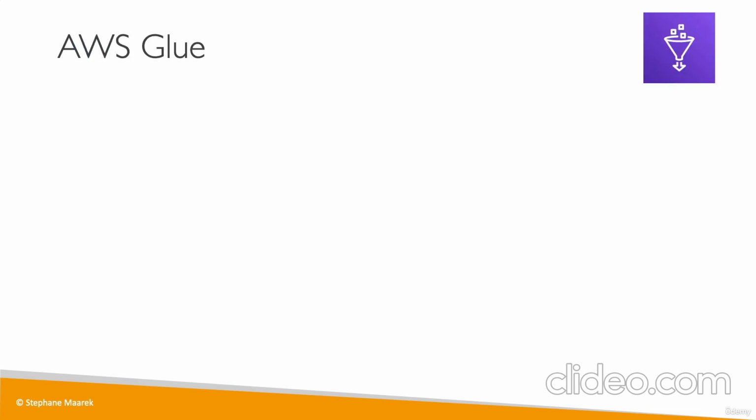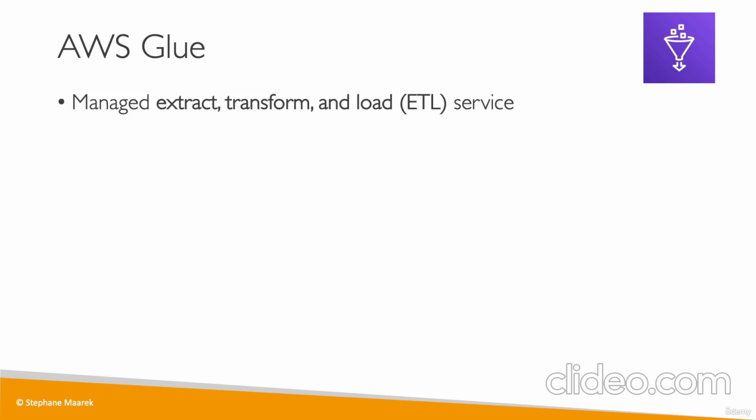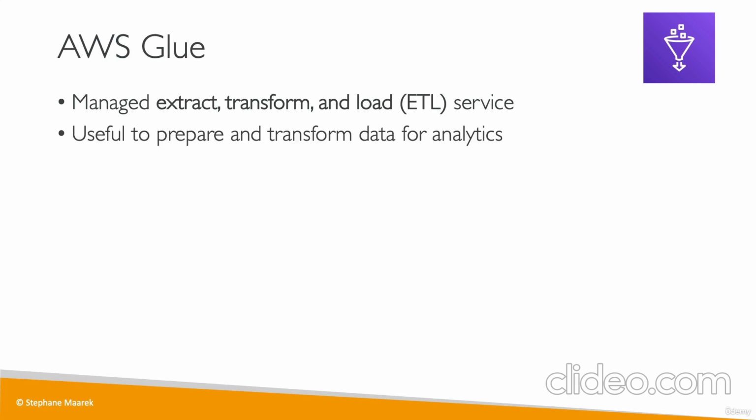Okay, now let's talk about AWS Glue. So Glue is a managed extract, transform, and load service, or ETL. And from an exam perspective, that's all you need to know. But let's go a little bit deeper dive to understand how that works. So what is ETL? Well, ETL is very helpful when you have some data sets, but they're not exactly in the right form or the right format that you need to do your analytics on them. And so the idea is that you would use an ETL service to prepare and transform that data.